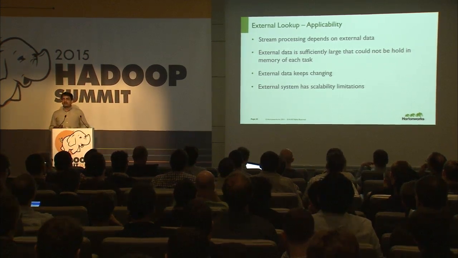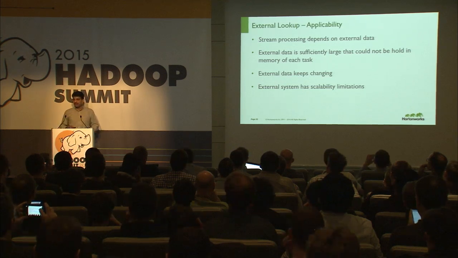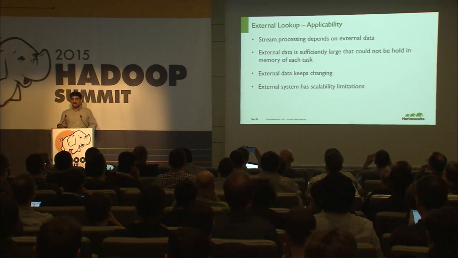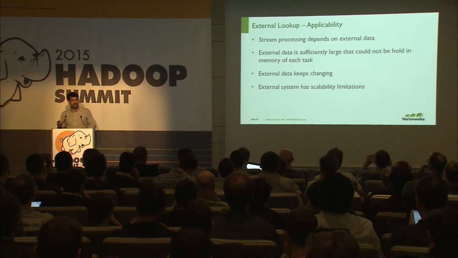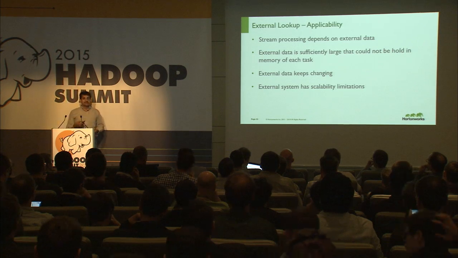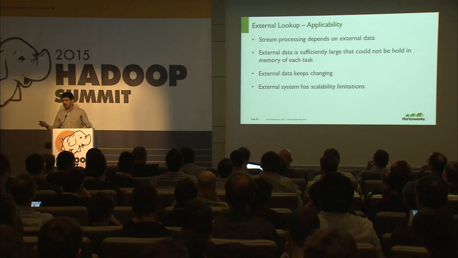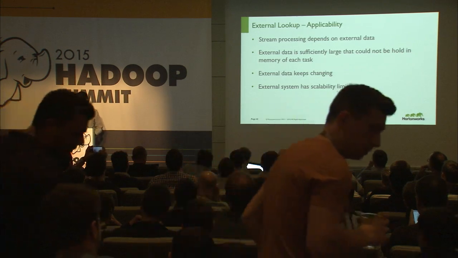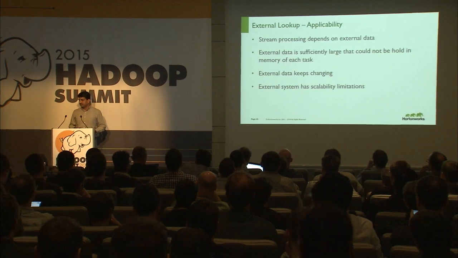So as we talked, the design patterns are contextual. Not every design pattern is applicable everywhere. So each design pattern has its own applicability. So where is this applicable? Of course, this is applicable where you have stream processing that depends on external data sets. And the external data set could be huge that you can't cache. Or your external data set is continuously changing. Or you might have scalability limitations on external system. You might be storing your reference data into MySQL or something else which cannot scale like Storm. So if you have one or more characteristics of this, you can use this design pattern.